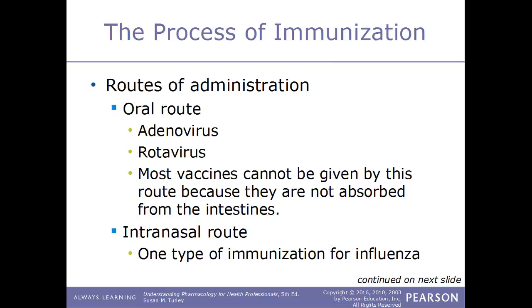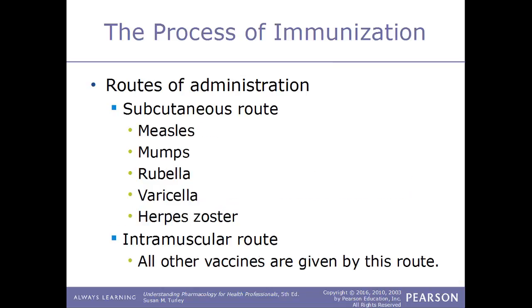Another route could be the intranasal route, and this is one type of immunization for influenza. Another possible route of administration is the subcutaneous route, and some examples for this would include measles, mumps, rubella, varicella, and herpes zoster. Another route of administration is the intramuscular route, and all other vaccines are given by this route.